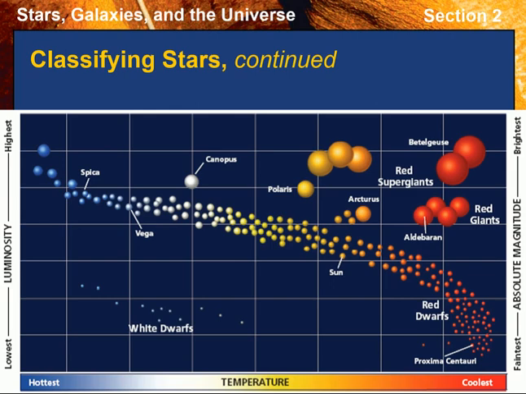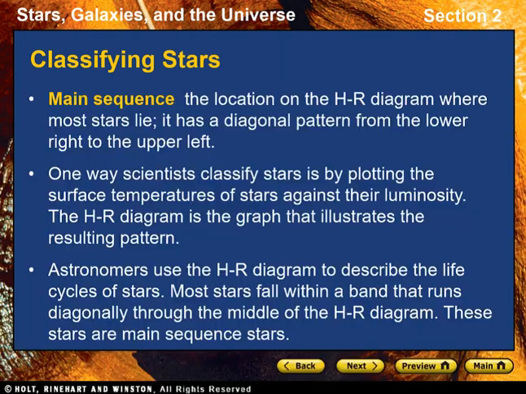The graph is named after Einar Hertzsprung and Henry Norris Russell, the astronomers who discovered the pattern nearly 100 years ago. The temperature of a star's surface is plotted on the horizontal axis. The luminosity of a star is plotted on the vertical axis. Astronomers use the HR diagram to describe the life cycles of stars. Astronomers always plot the highest temperature on the left and the highest luminosities at the top.